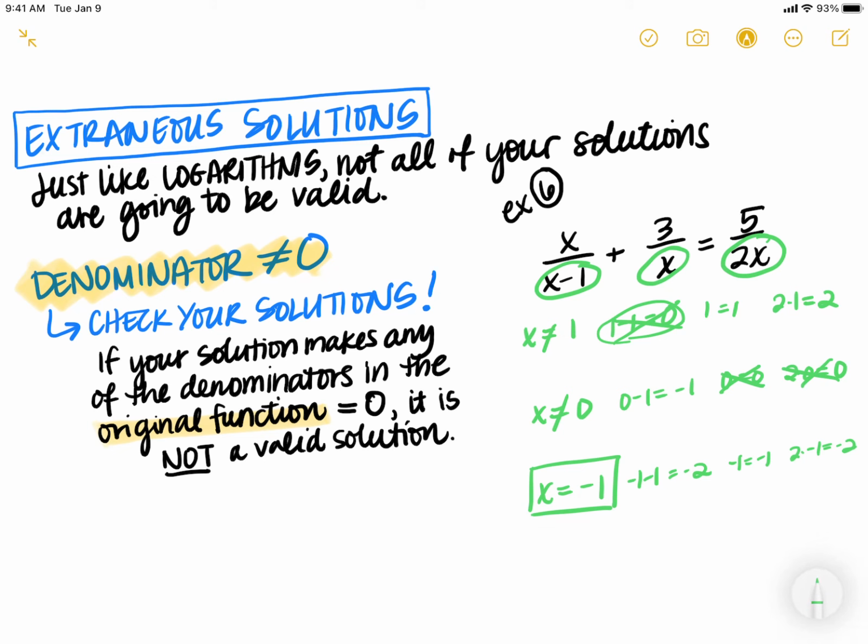So my hint for you on this one is that if you didn't do number 6 already, there was a second solution. Negative 1 is one of 2 solutions. So try that again, but on all of your rational equations going forward, make sure your final step is to check your solution. Anything that makes the denominator equal 0, we cannot use. It is not a valid solution.